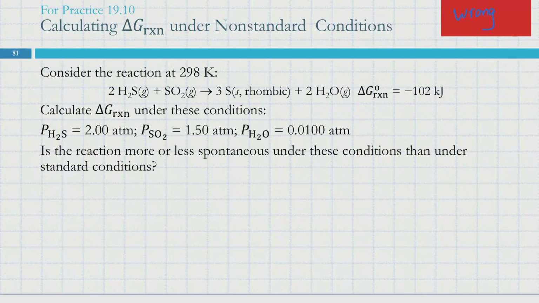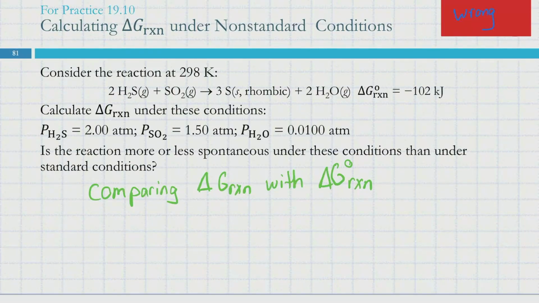Is this reaction more or less spontaneous under these conditions than under standard conditions? So we are comparing change in free energy of the reaction with standard change in free energy of the reaction to see which is more spontaneous. So we're using that delta G reaction equals the standard state conditions plus RT ln Q.